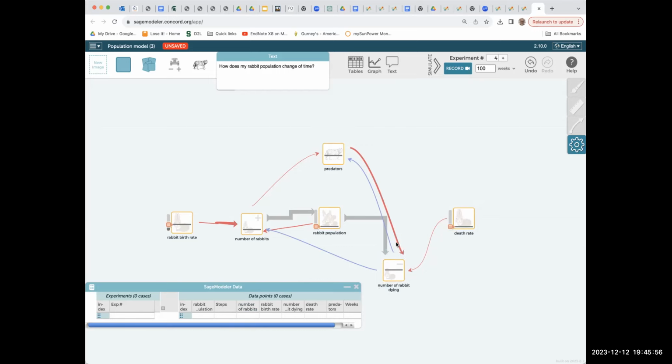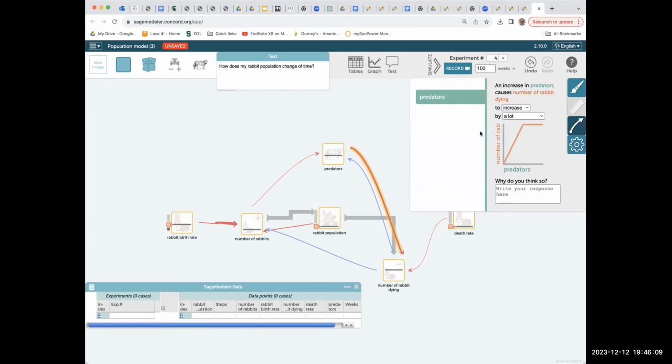So maybe I can look at my relationships and see if I can fix it. That's the whole part behind debugging, right? So this says an increase in predators causes the number of rabbits dying to increase, and I said a lot. Maybe it's just about the same.